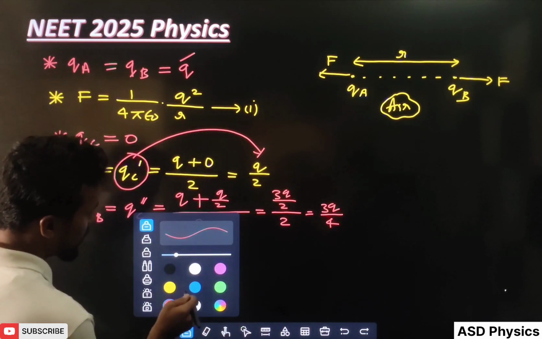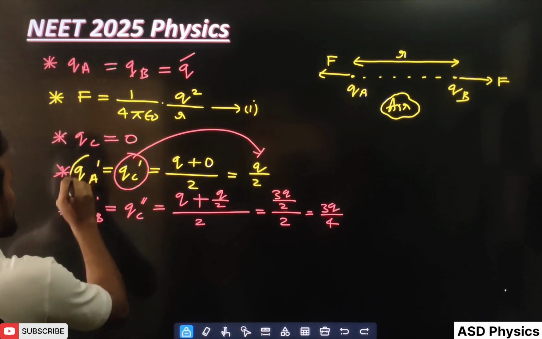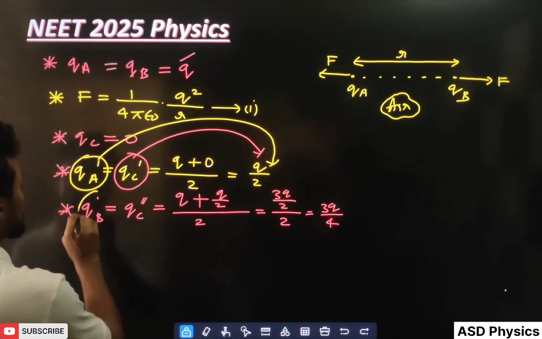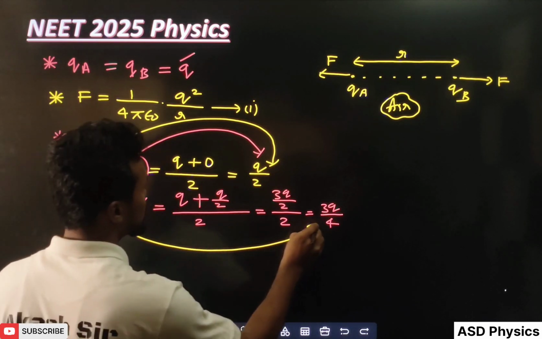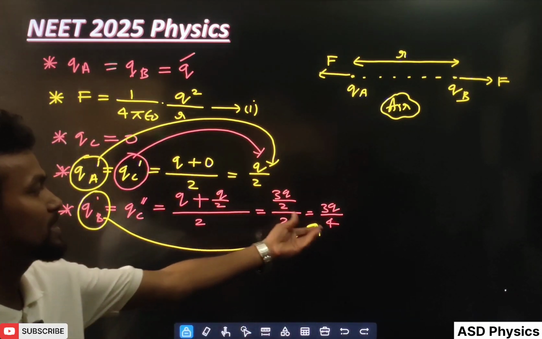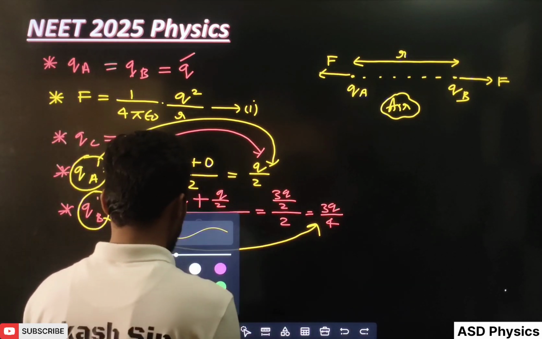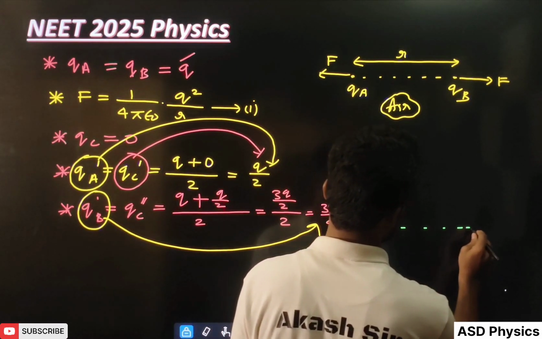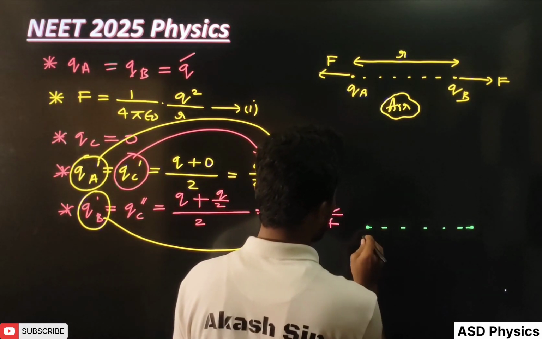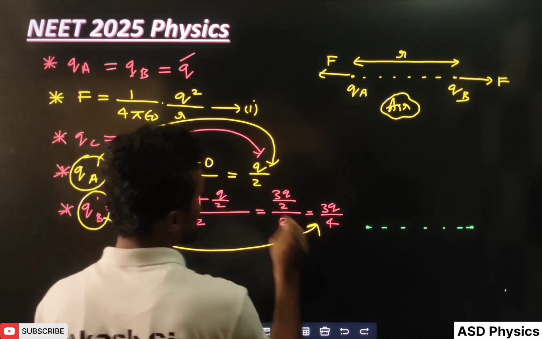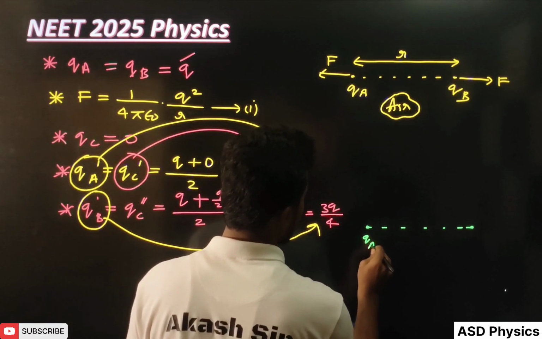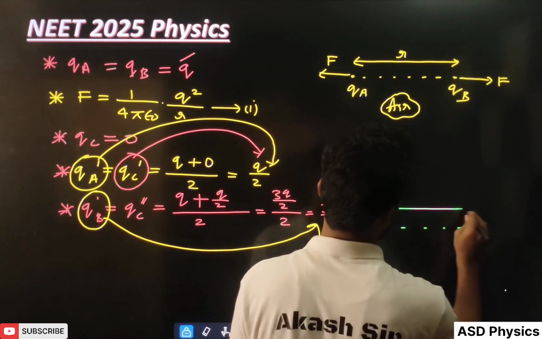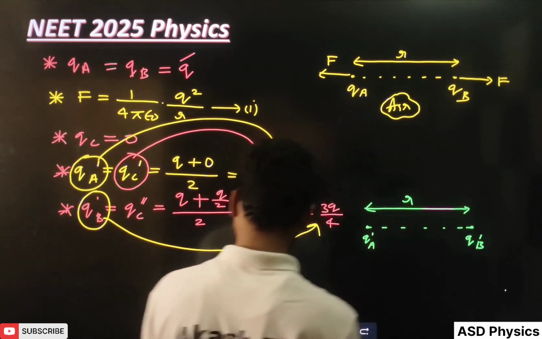Okay, but our point of interest is that the charge on sphere A is finally Q by 2, and the charge on sphere B is 3Q by 4. Okay, now in a new situation, I will write here the new situation is this. Okay, and now the new charge is Q dash, Q by 2, I will write here Q dash, and here QB dash, and now they are separated by the same distance R.